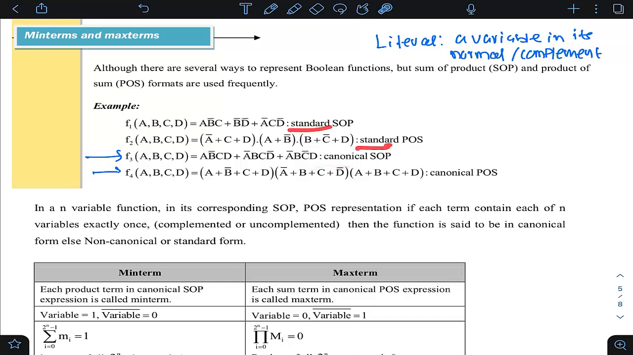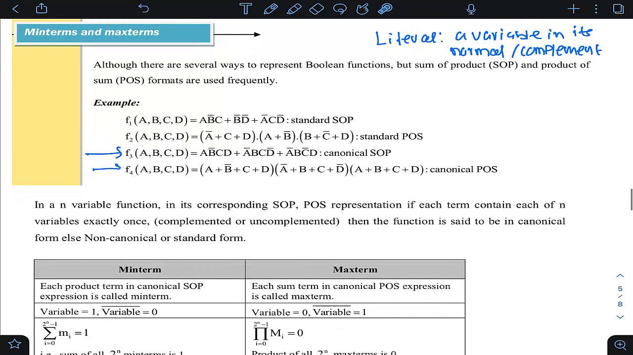So you understood the definition of canonical. If the expression is not canonical, then it is standard form. In the standard form, there will be at least one term which does not comprise all the 4 literals. Like here, it is a function of A, B, C, D. Here D is missing. Here A and C are missing. Here B is missing. So every term is not containing all the 4 variables. That's why it is standard. It is the same story for this one also. Out of 4, here B is missing, here C and D are missing, here A is missing. This is standard form.